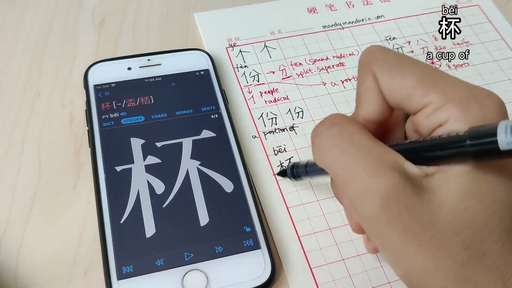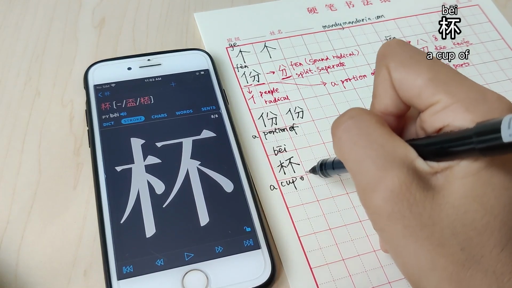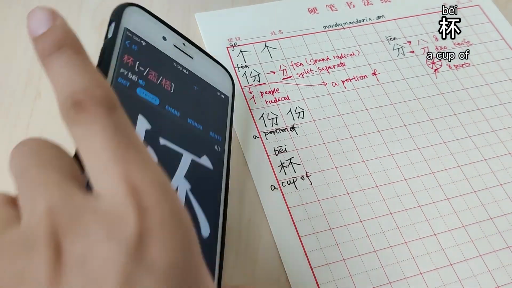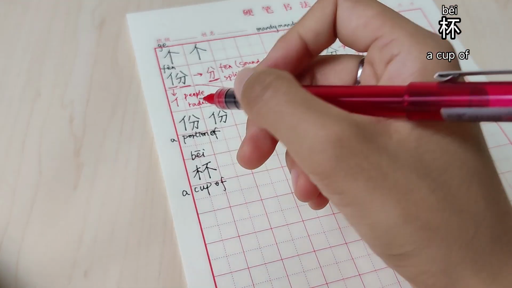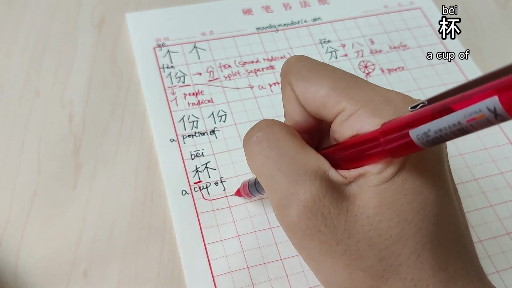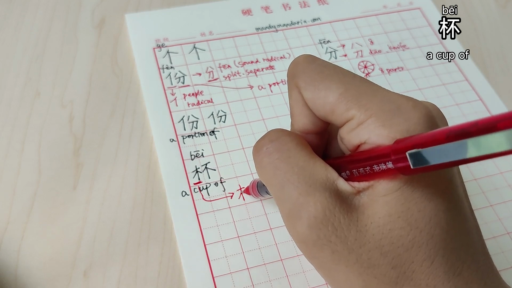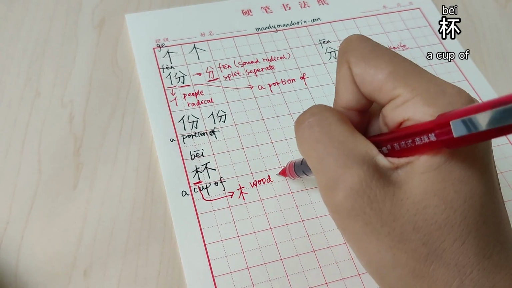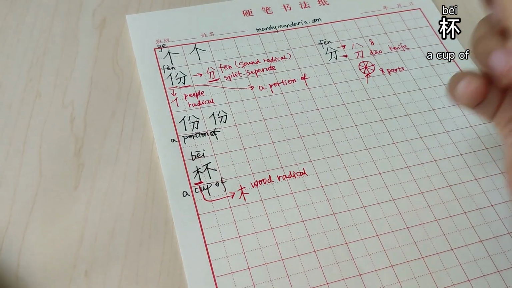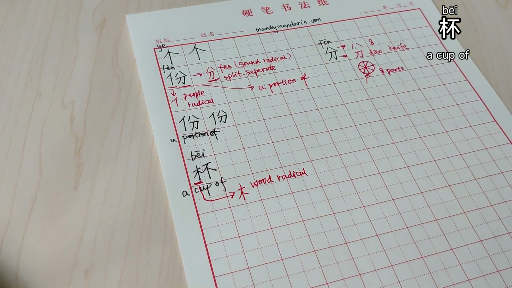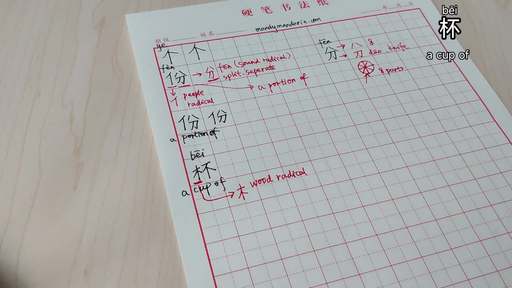And this is 杯 (bei). It could mean a cup. Now let's take a good look at it. On the left part, this is the wood radical, because in ancient times a lot of cups were made of wood. Of course, there are cups made of china, glass, or metal. But the wooden cup was the most popular and cheapest cup for average people.